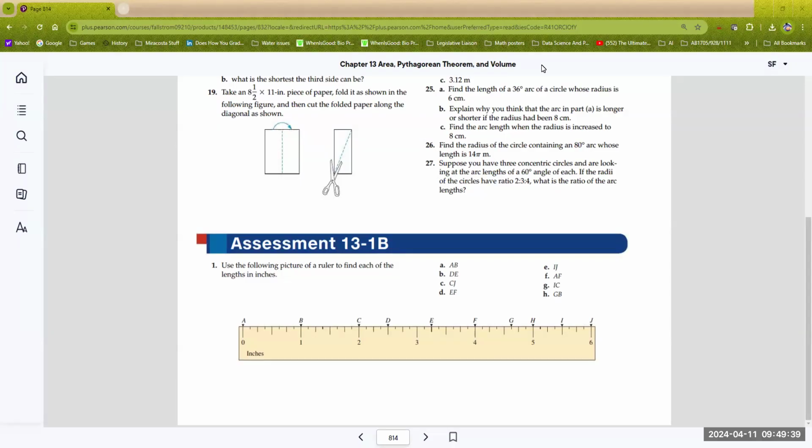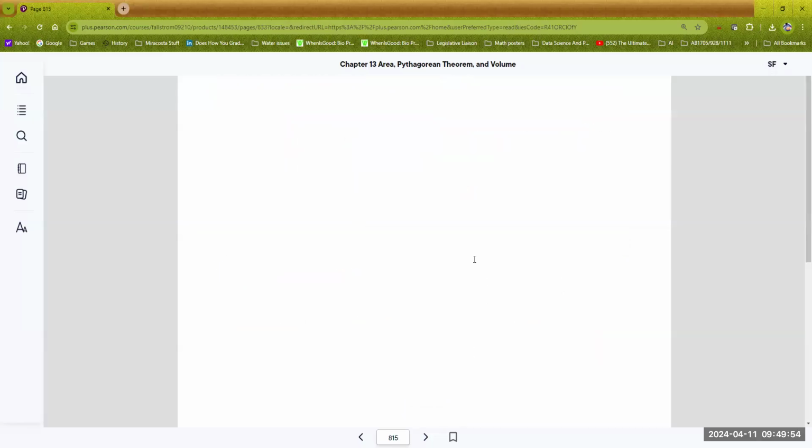Hello, students. We are checking out some questions out of 13.1 and from the homework. The first one is number 13. Let's take a look at question 13.